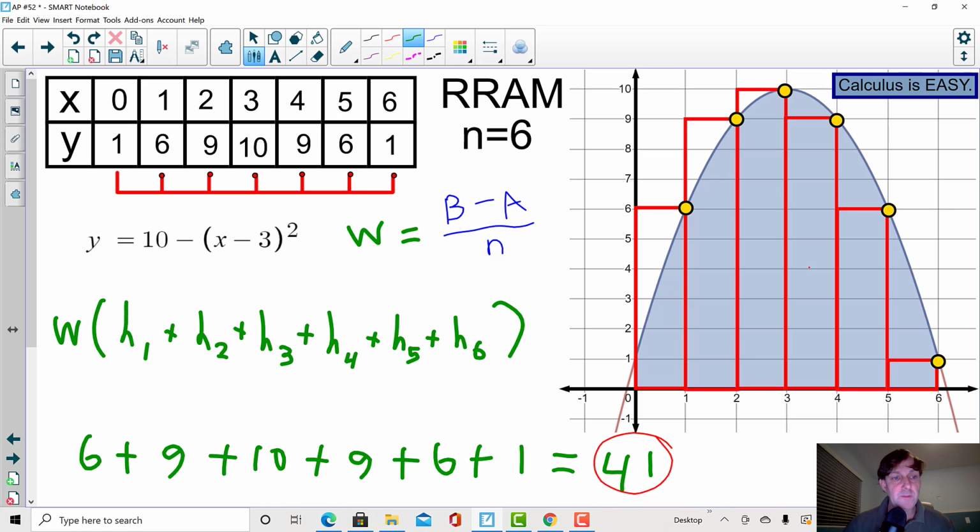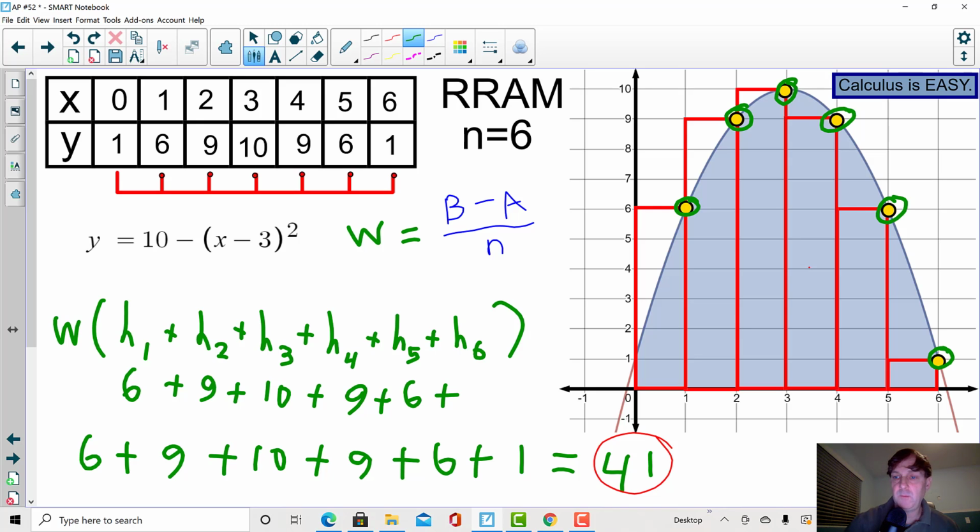The formula would be the width times all the heights. So in this case, the first height was 6, the second height was 9, the third height was 10, the fourth height was 9, the fifth height was 6, and the last height was 1.